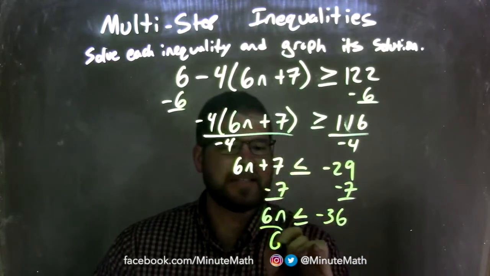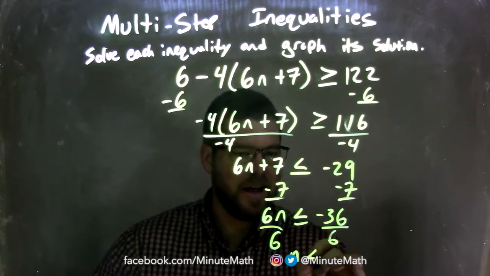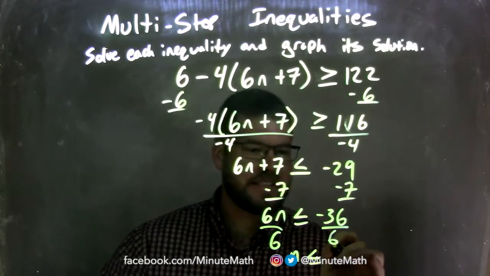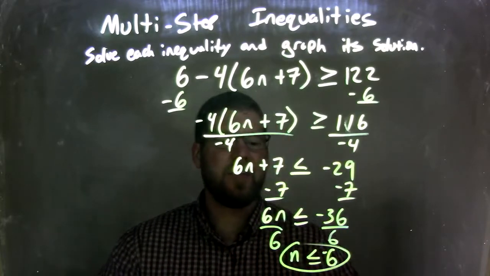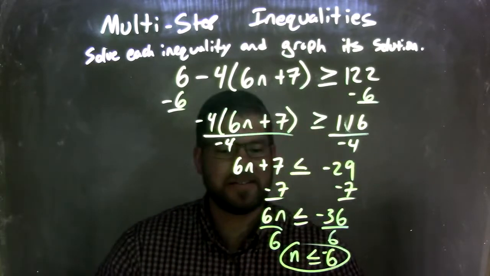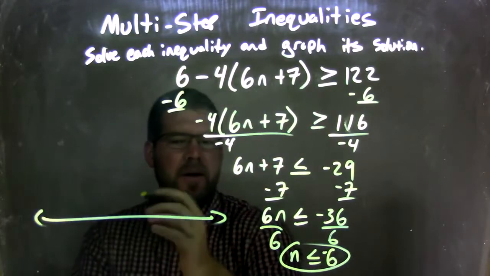I then can divide by 6 on both sides, leaving me with n by itself. n is less than or equal to negative 36 divided by 6, which is negative 6, not positive 6, right? So there we have it: n is less than or equal to negative 6. Now I need to graph that. I'm going to graph it right here.